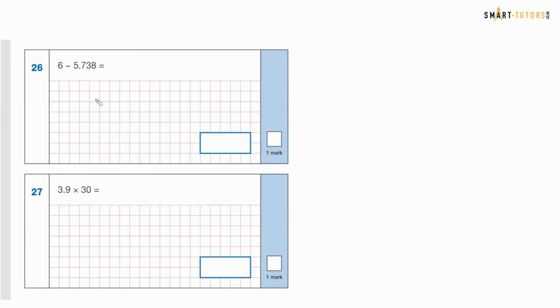Question number 26. 6 take away 5.738. So this is a 1-digit number take away a decimal number. So you change the 6 into 6.000 and 5.738. So you carry over the number. So you change them all and carry over again, and another one again. So then you do 10 take away 8, which is 2, 9 take away 3, which is 6, and 9 take away 7, which is 2, and 5 take away 5 is 0, so 0.262. Very well done.